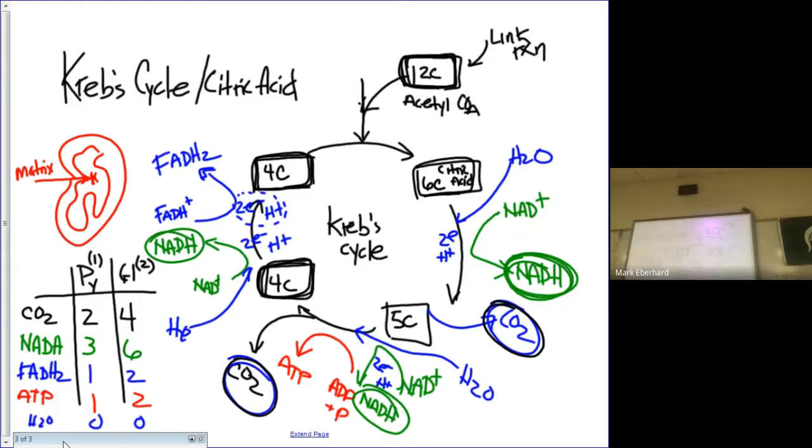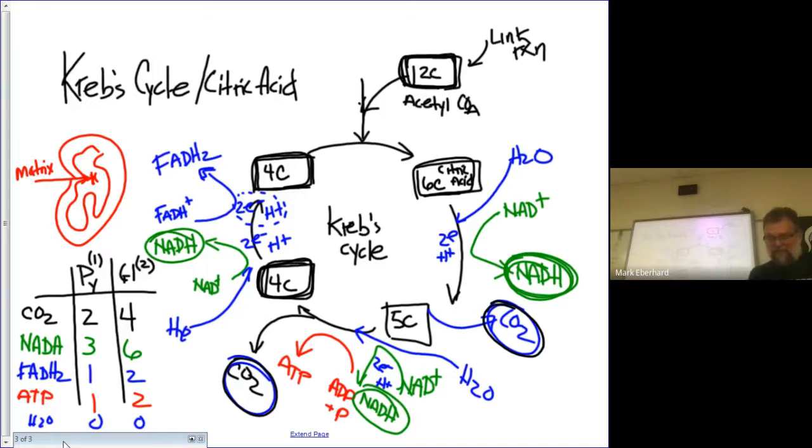So Krebs cycle. What's going in is the acetyl-CoA. Just realize the acetyl-CoA is the remnants of what's left of the original sugar. So we're still working on the sugar. What's coming out of this? In total, 4 carbon dioxides and a bunch of electron carriers, 6 NADHs and 2 FADH2s.